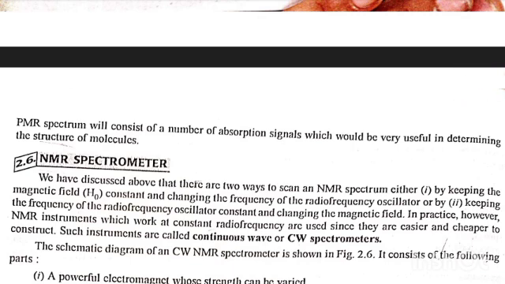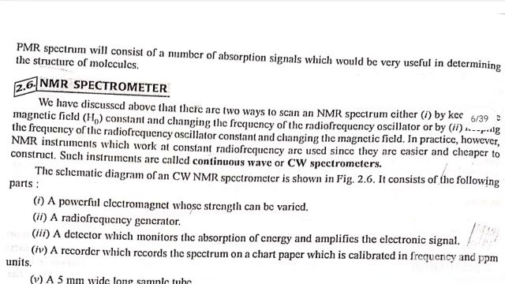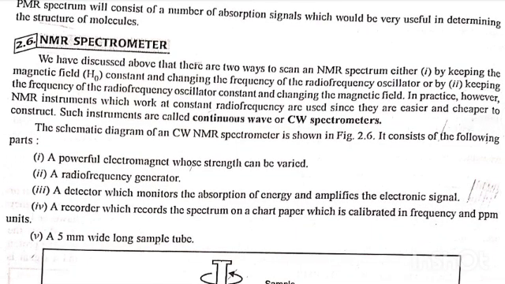NMR spectrometer. We have discussed above that there are two ways to scan an NMR spectrum, either by keeping the magnetic field H₀ constant and changing the frequency of the radio frequency oscillator, or by keeping the frequency of the radio frequency oscillator constant and changing the magnetic field. In practice, however, NMR instruments which work at constant radio frequency are used since they are easier and cheaper to construct. Such instruments are called continuous wave or CW spectrometers. A schematic diagram of a CW NMR spectrometer is shown in the figure.